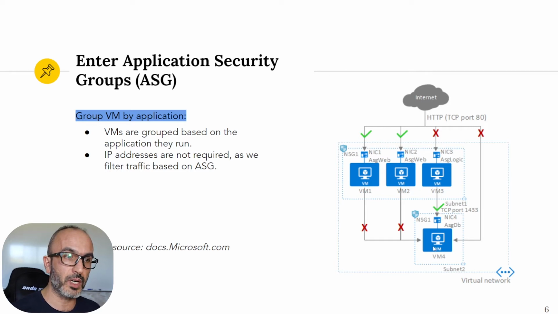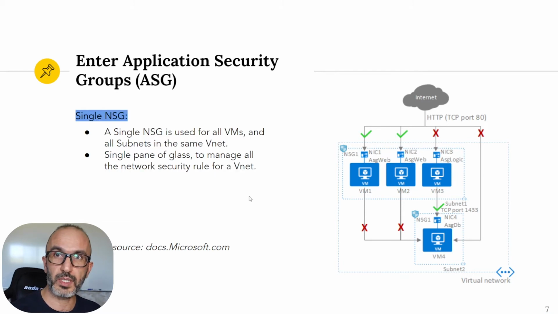And then finally, we've got VM4 in an ASG called ASG DB, because it's providing database services to the other machines. The other problem that was solved is that all of the complexity is removed now, because now we have one network security group, NSG1, for the whole subnet. And actually, we could use one network security group for the whole virtual network.